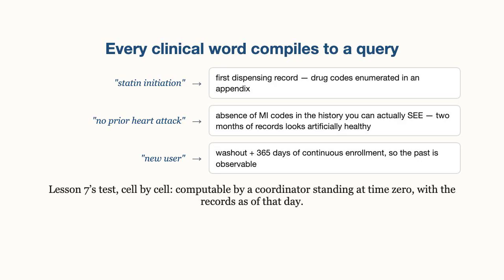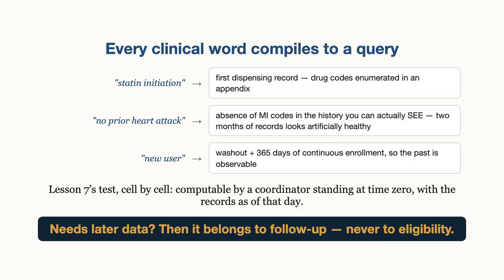And the mechanical test from Lesson 7 applies cell by cell. Everything must be computable by a coordinator standing at time 0, with the records as of that day. If a definition needs later data, a refill pattern, next year's lab, it belongs to follow-up, never to eligibility.